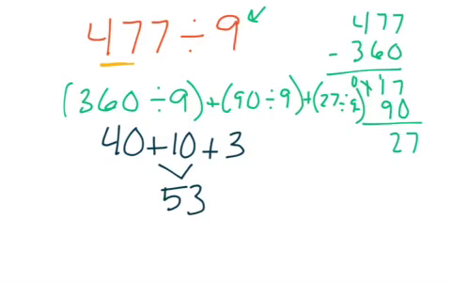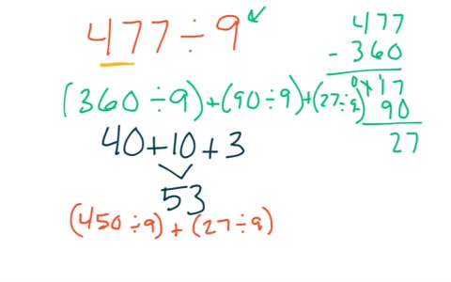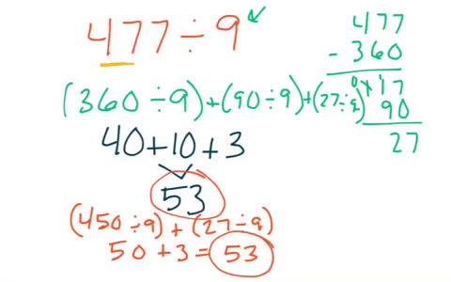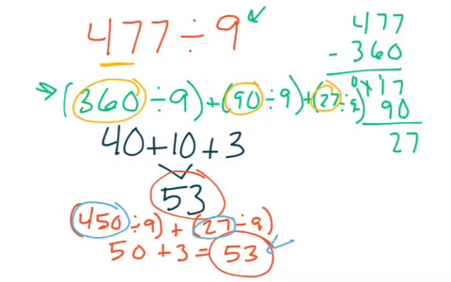If you started instead with 450 divided by 9, and then you would be left with 27, and you did it this way instead, you get the same answer. The one in green has more steps, but all of my pieces here add up to 477. The one in red has fewer steps, but again, my final quotient is the same.